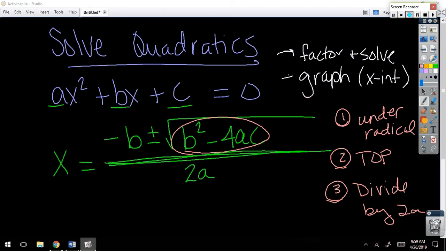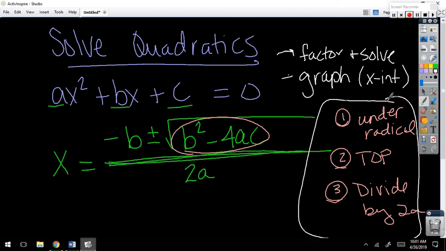Oh, by the way, I forgot to tell y'all, warnings before you use the quadratic formula. Of course, watch the order that you solve in. The other thing is, before you use the quadratic formula, your original equation must always equal 0 to start with.